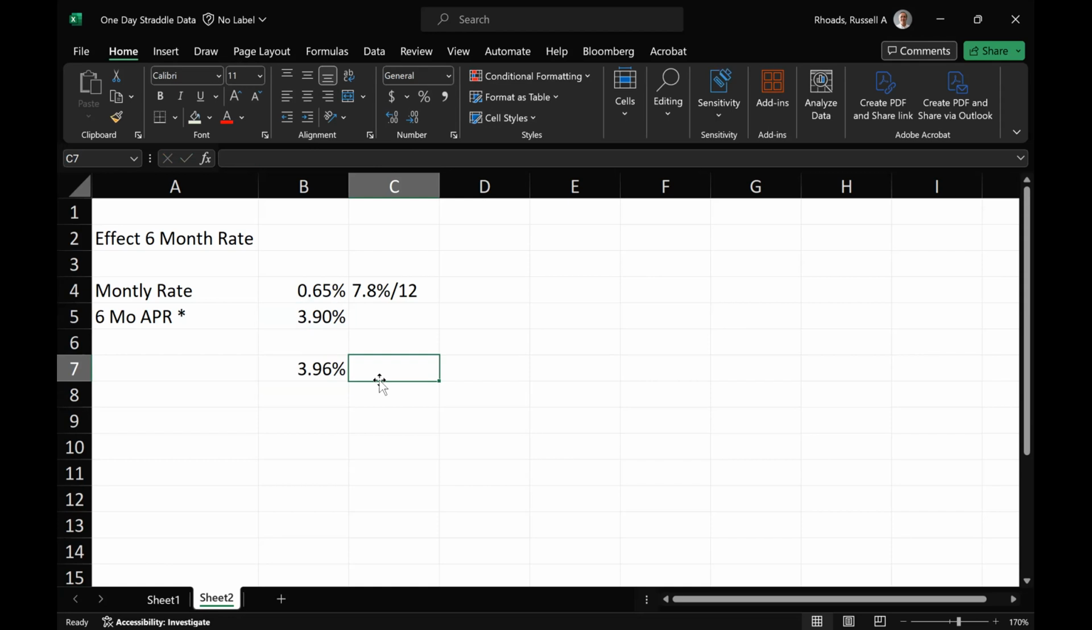Okay. Could you just use the formula text for the 6-month APR asterisk, what you just did? Yeah. I can just take a snip of that. No, not a problem at all. Thank you so much. Oh, no problem.